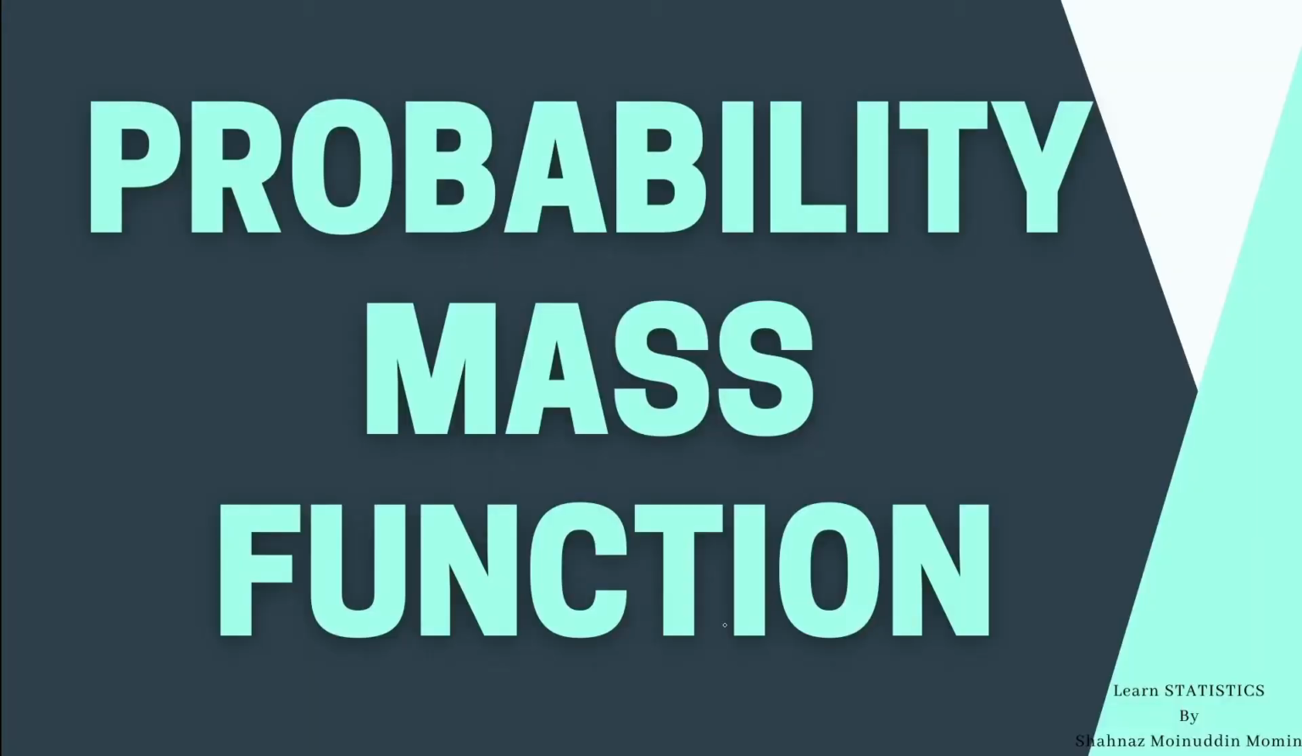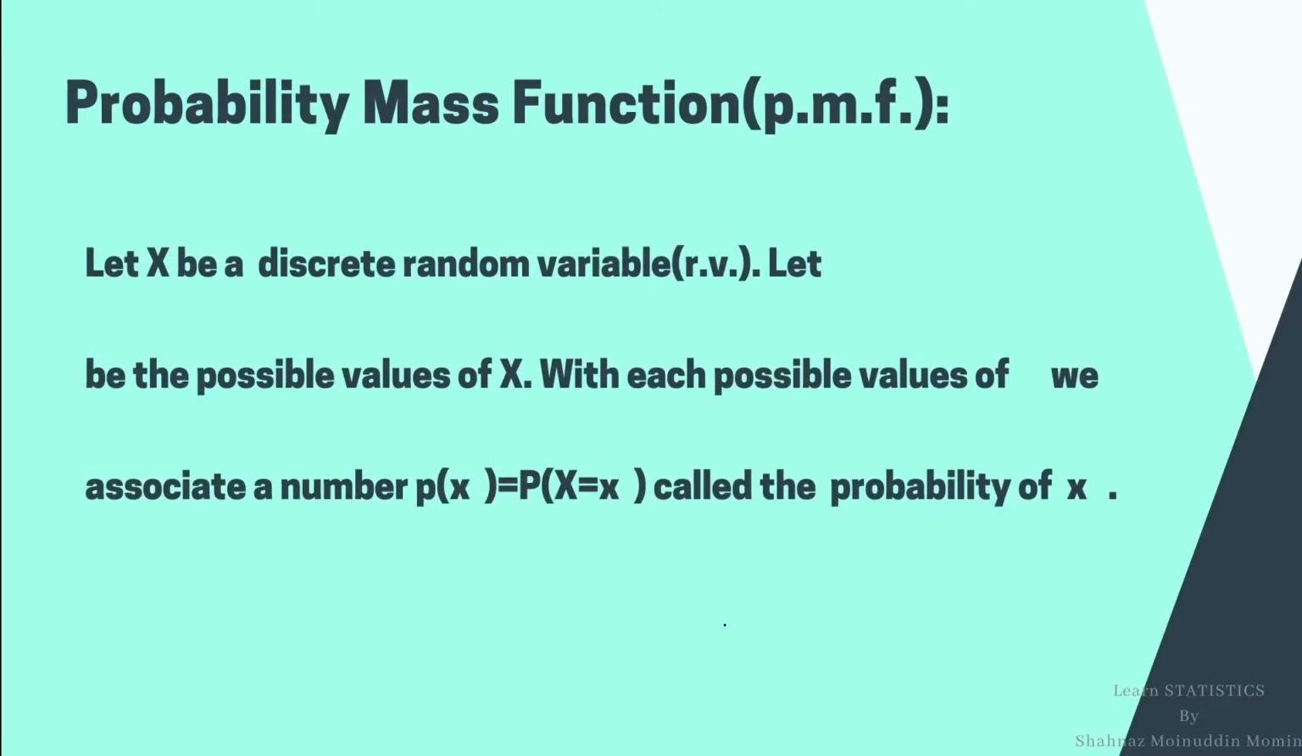We shall start with the next concept, probability mass function. This probability mass function is abbreviated as PMF. This is the notation of probability mass function. Similarly, the notation of random variable is R.V. We have already learned all these terms. Consider a random variable x which is a discrete random variable.